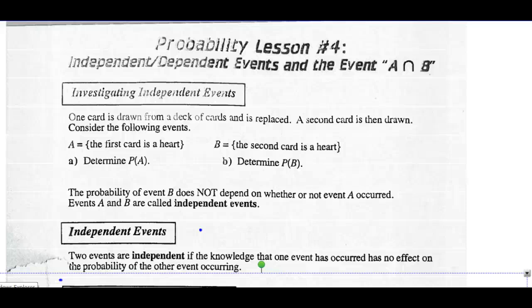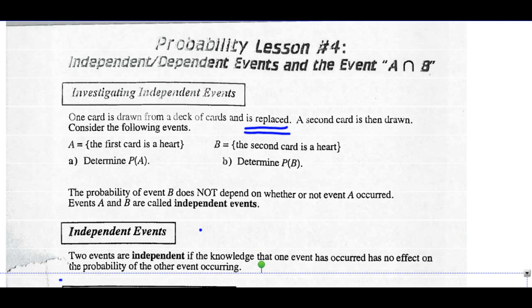Hey Math 30-2s, today we're going to look at independent and dependent events and the event A intersect B, A and B. First, investigating independent events. One card is drawn from a deck of cards and is replaced. A second card is then drawn.